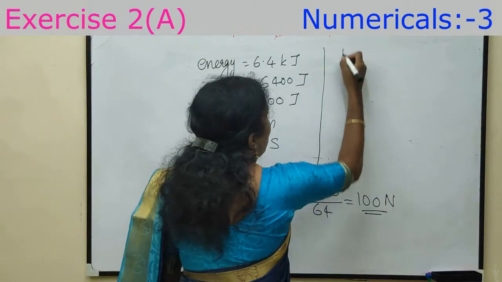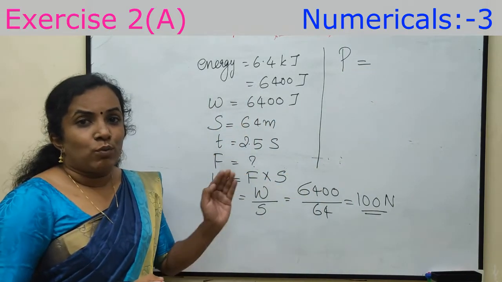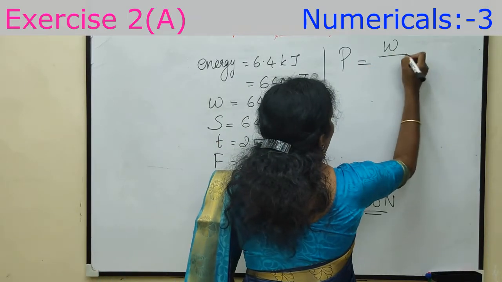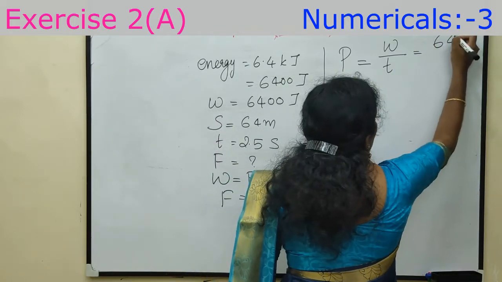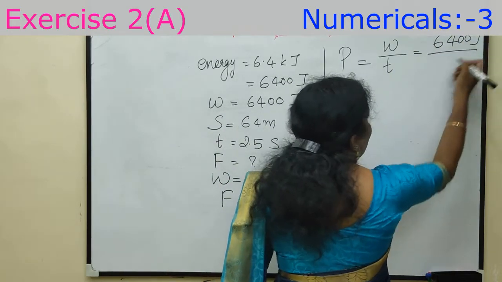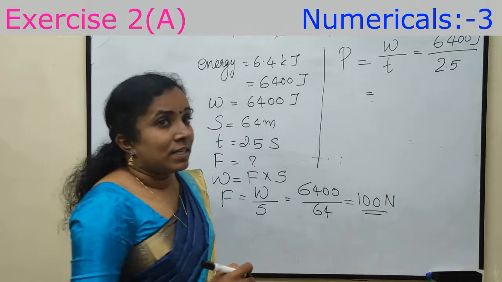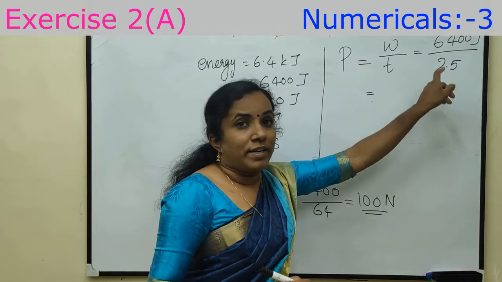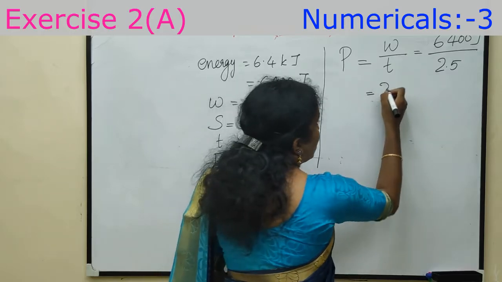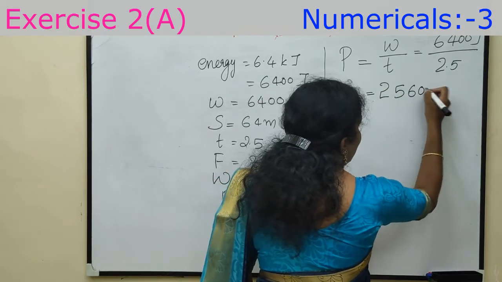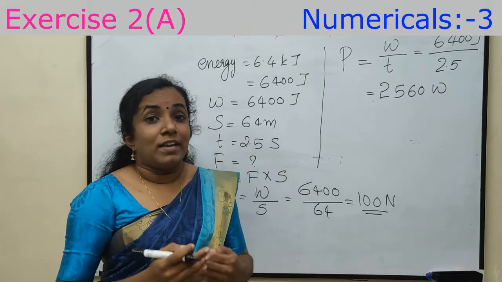Next is power. What is power? Power is rate of doing work. That means it is work by time. Here the work is 6400 joule and the time is 2.5 seconds. That means power is 6400 by 2.5, which on dividing we will get 2560 watts. We want to find out the power in horsepower.